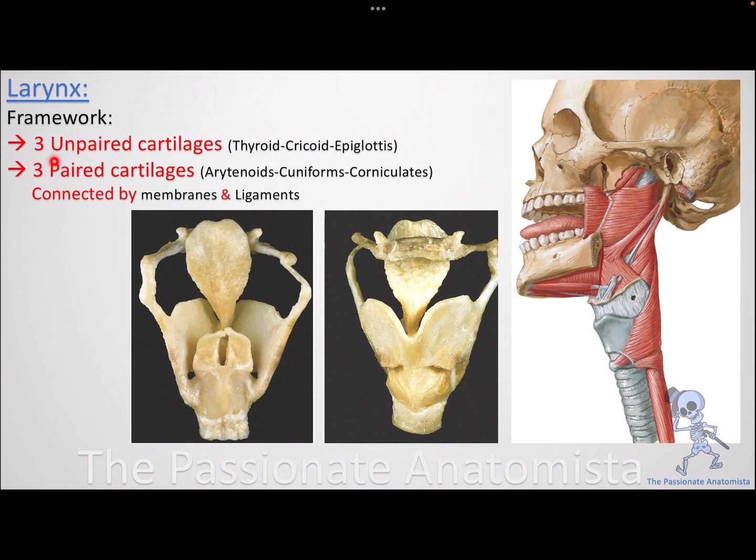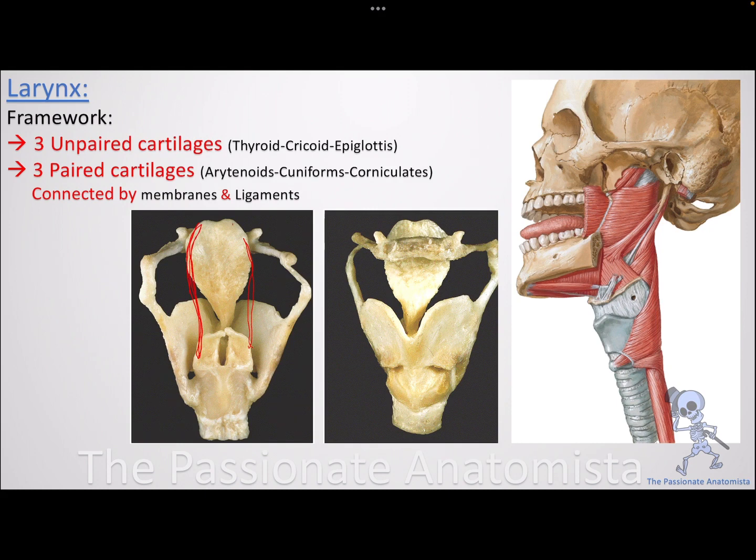And then you have the three paired ones. The three paired cartilages are basically the arytenoids, and then you have the corniculates on the top of them, they are corn-like. And then you have the cuneiforms, and these are small pieces of cartilage too, and they are embedded in the aryepiglottic fold. So if I have a fold between the arytenoid and the epiglottis here and there, remember that fold is what covers the aryepiglottic muscle.